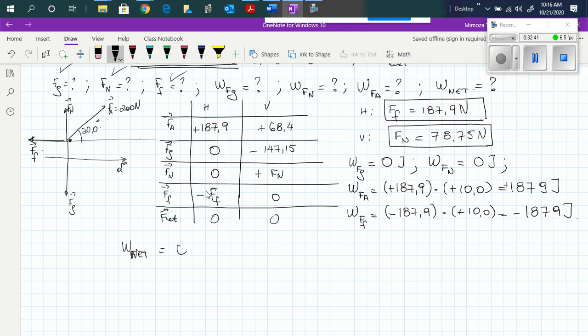is equal to 0 plus 0 plus positive 1879 plus negative 1879 equals to 0 joules, which is what we said that the work net will be since force net is equal to 0.